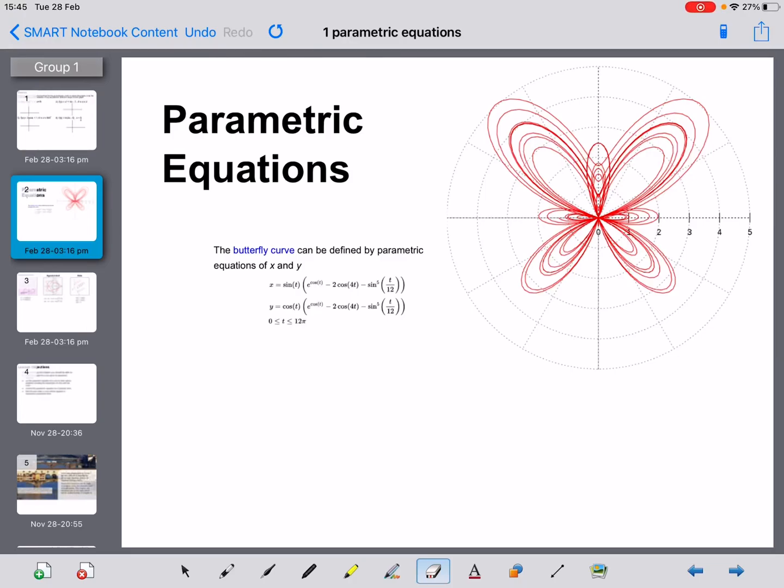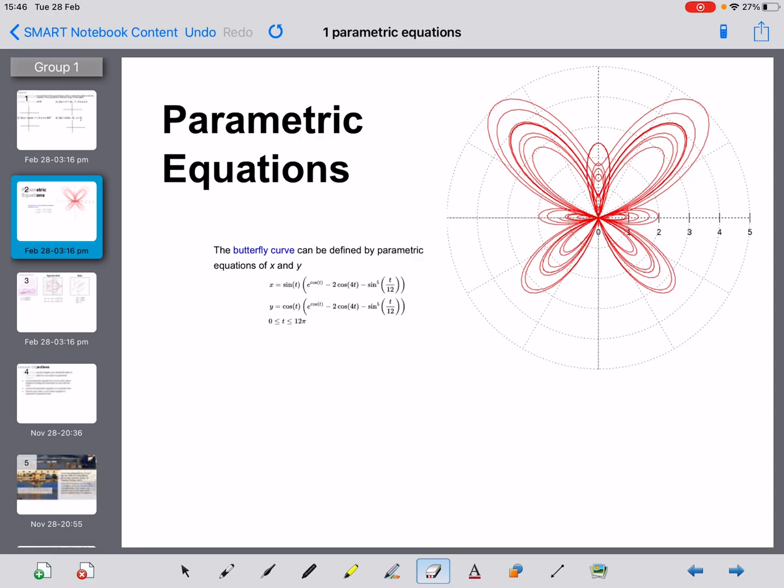Hi, this is the first lesson on parametric equations. So up to now you have worked solely in Cartesian equation form. A Cartesian equation is one that just involves an x and a y, where the relationship between x and y is given directly.